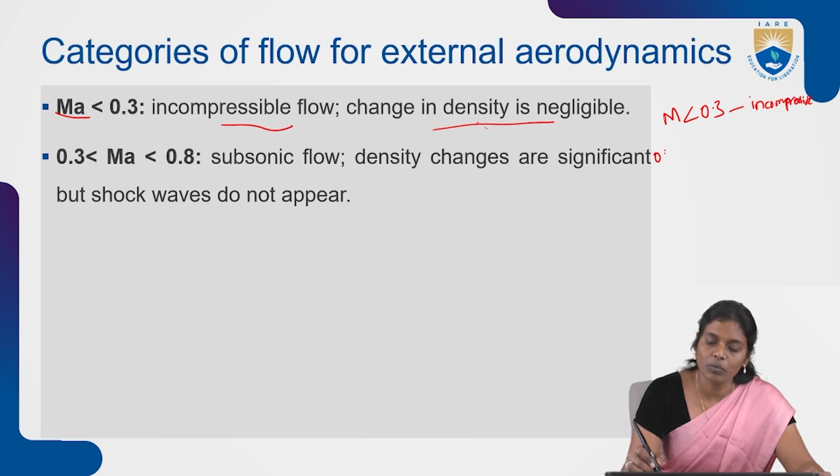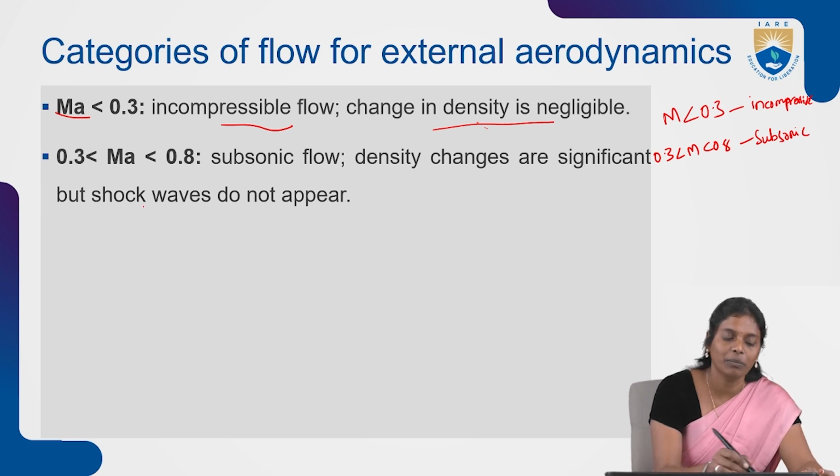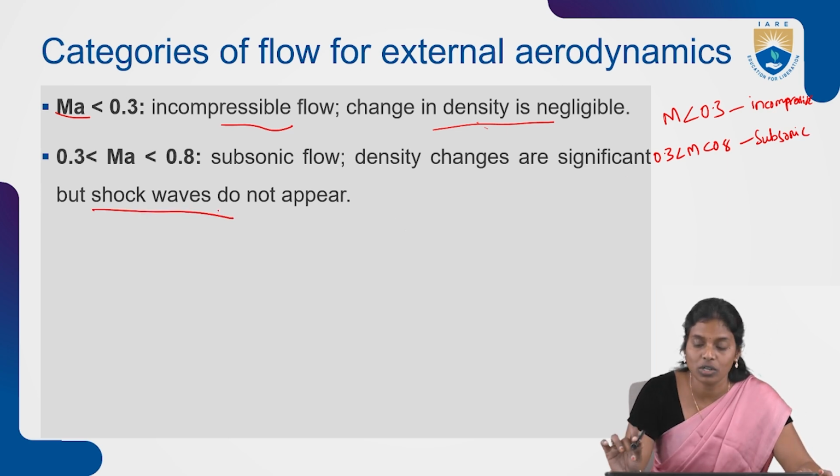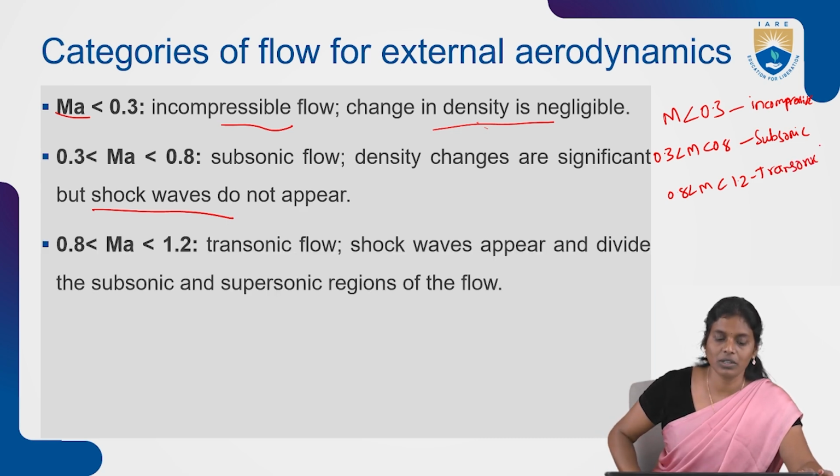So if the Mach number is 0.3 to 0.8, it means subsonic flow condition, where we will see significant density changes, but we will not have any shock wave appearance. Okay, so now further, 0.8 to Mach 1, it is a transonic regime we will be calling.